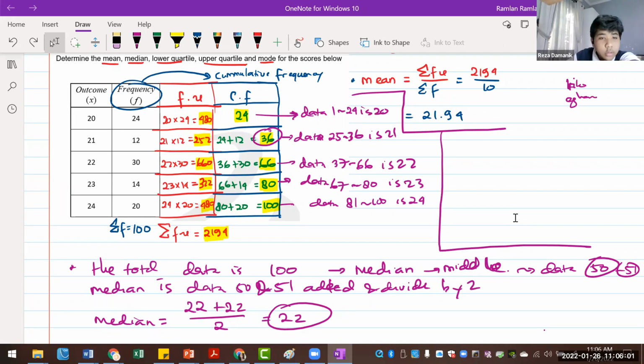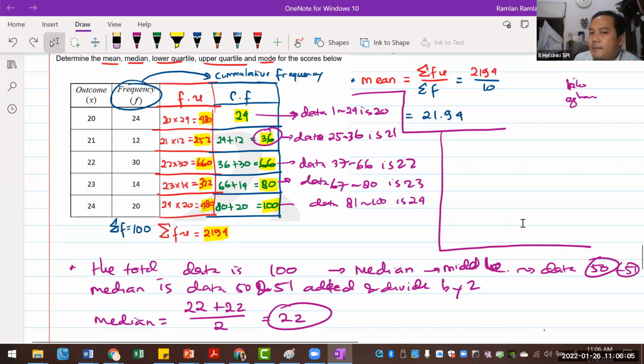21, 21. Both of them 21, or is it different? 25 and 26. Nah, sama-sama 21, apa ada yang beda? Data ke 25, 21. Betul. Oh, iya benar. Sama. Ya, jadi dua-duanya, data ke 25 sama ke 26, sama-sama 21.